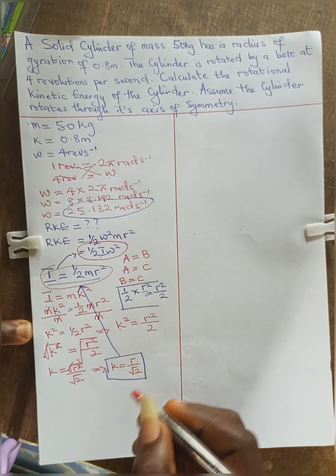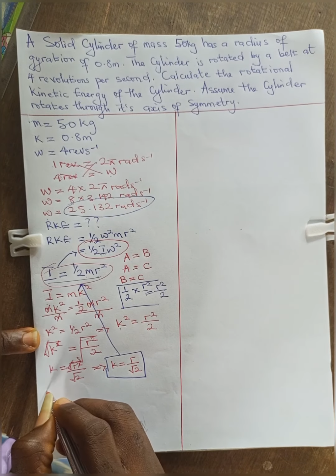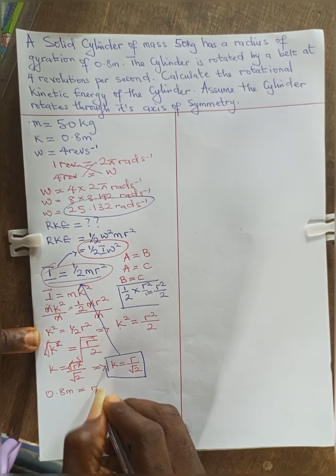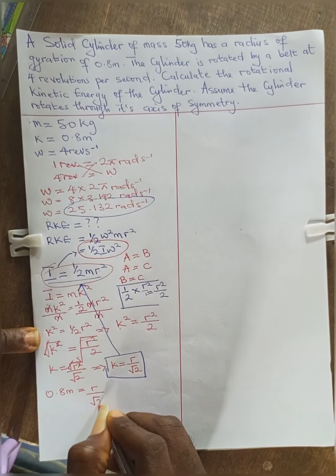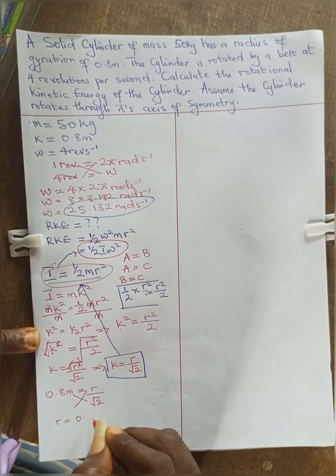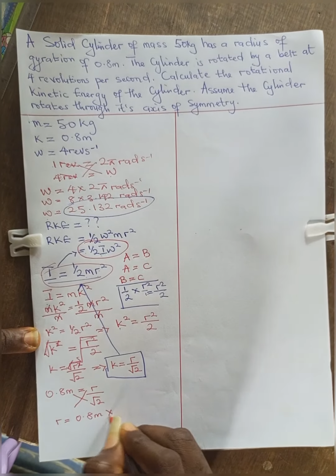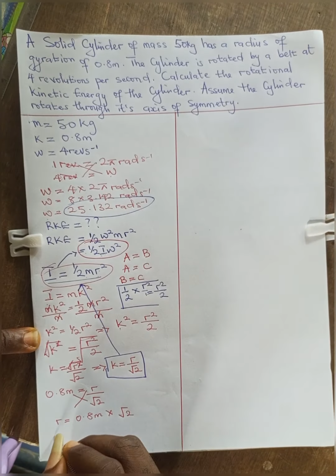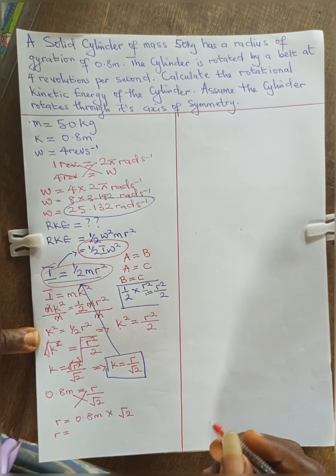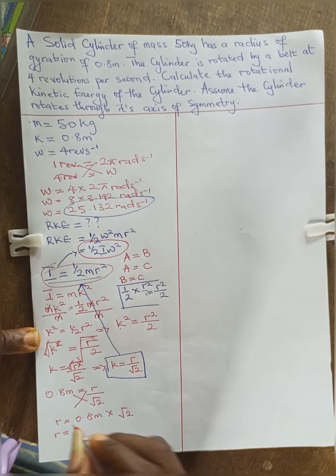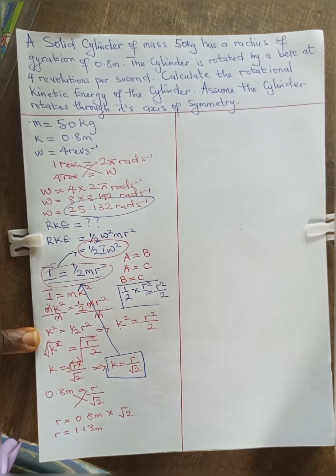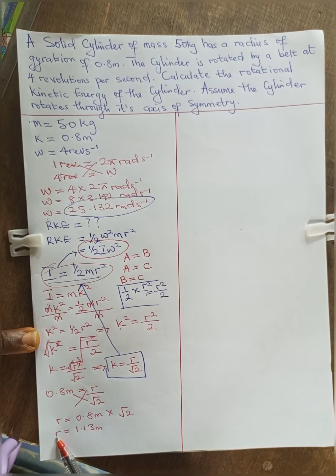Radius of gyration, they give am as 0.8 meter equals radius over square root of 2. When you cross multiply, you get r as equals to 0.8 meter multiplied by root 2. When you check this for your calculator, 0.8 meter multiplied by root 2, you go get your radius as 1.13 meter. So now we just successfully get our radius.